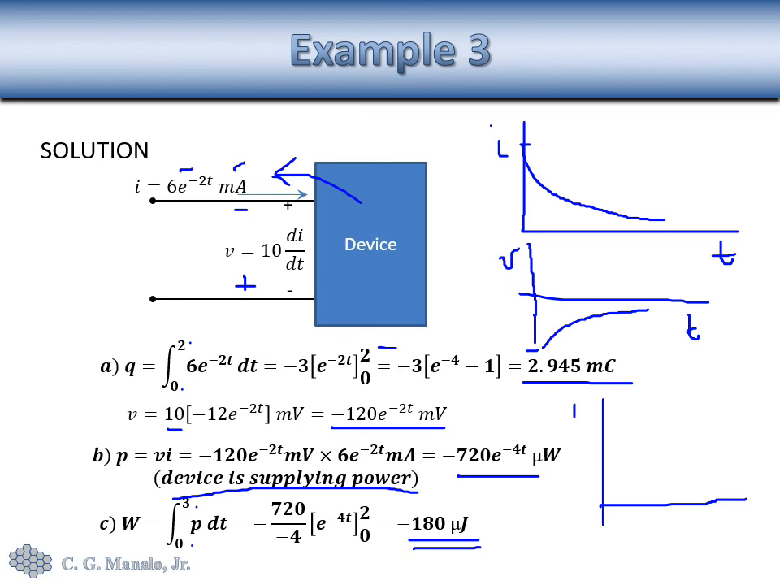For power, the graph would look something like this. So it's much quicker to approach 0 because of the fourth power here. So it starts at negative 720 and approaches 0 again as t approaches infinity. So the area here, so this is power, is what is the energy here, which is a negative area. So therefore we got a negative energy.